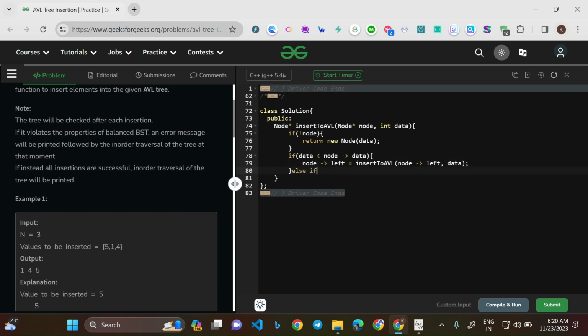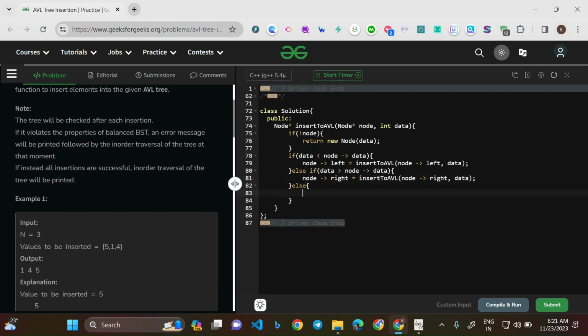Else if the data that you're going to add is greater than the node's data, then add it to your right side. So insert to AVL, node right and data. Initially we have the head node, and if the new data is less than the head node, add it somewhere in its left. If it's greater, add it somewhere to its right. That's why we put node left and node right. After the insertion you'll get your left child and your right child. I hope you understood.